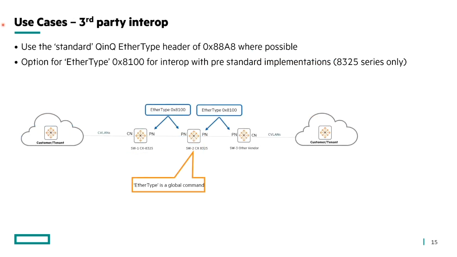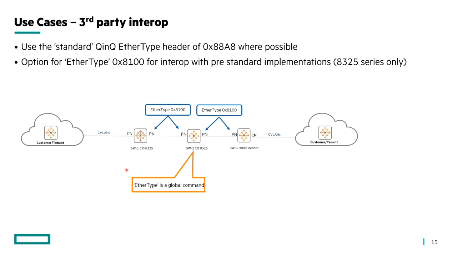So the final use case concerns third-party interoperability, and this concerns the 8325 series only. So the standard QinQ ether type header is 88A8. That's in the outer SVLAN tag. And obviously, where possible, use the standard. But for those pre-standard implementations that are dependent on 8100, the pre-standard ether type, then you can change on the 8325 series the factory default from the standard ether type to the ether type 8100.